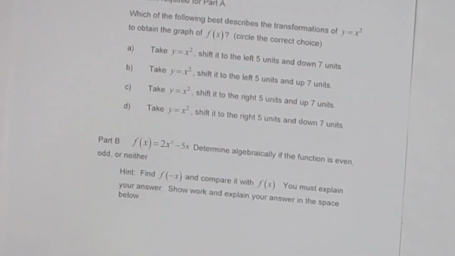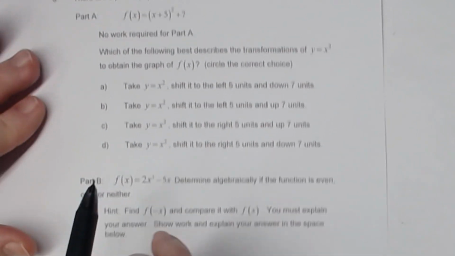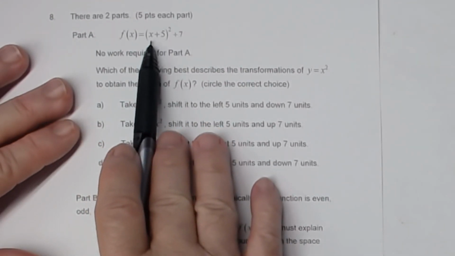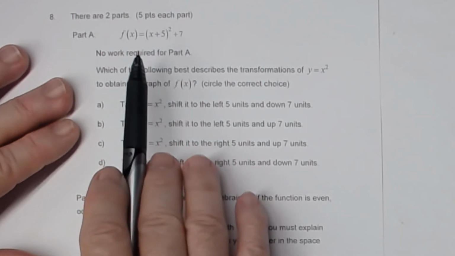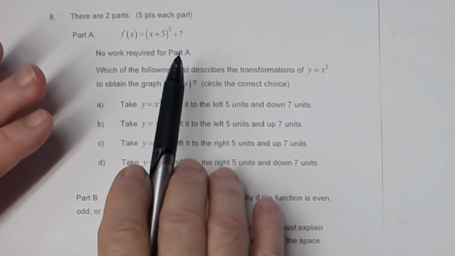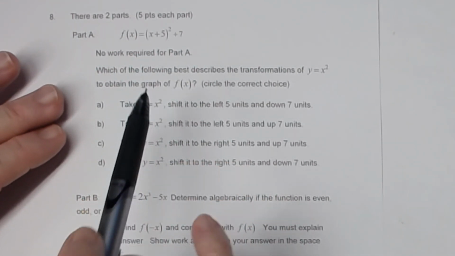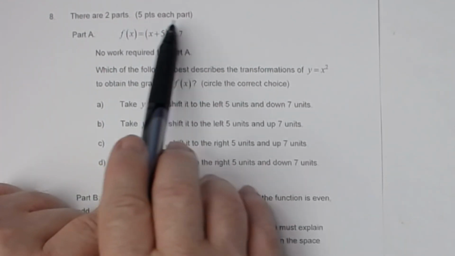All right, and then number 8 had 2 parts. And so part A did not require any work, but part B did. So let's look at part A. So part A, you're given this function, f of x equals (x plus 5) squared plus 7. And so basically, I wanted you to use the idea of transformations to tell me how to go from the parent function x squared to f of x.